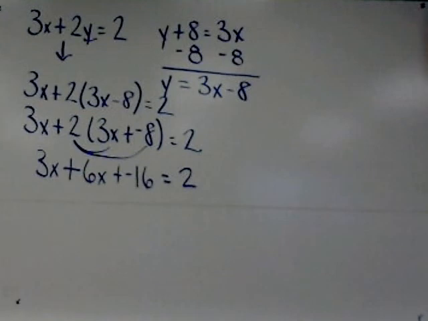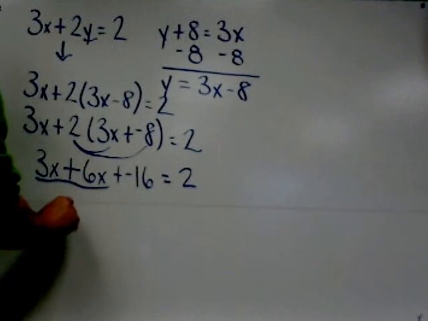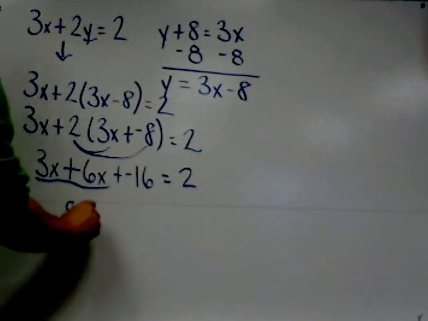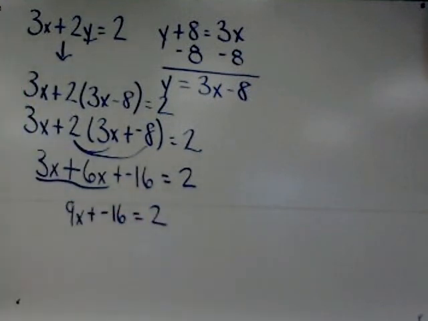Now I'm going to start combining like terms. I need to combine the 3x and the 6x, and when I put those two together, they're going to make 9x. So the resulting equation is 9x plus negative 16 equals 2.